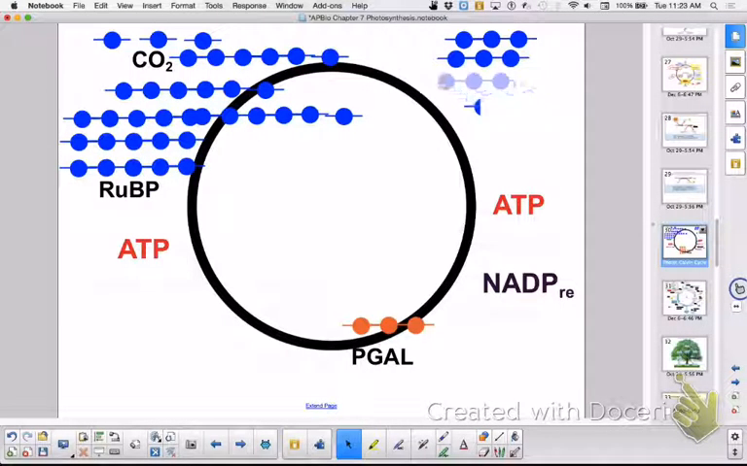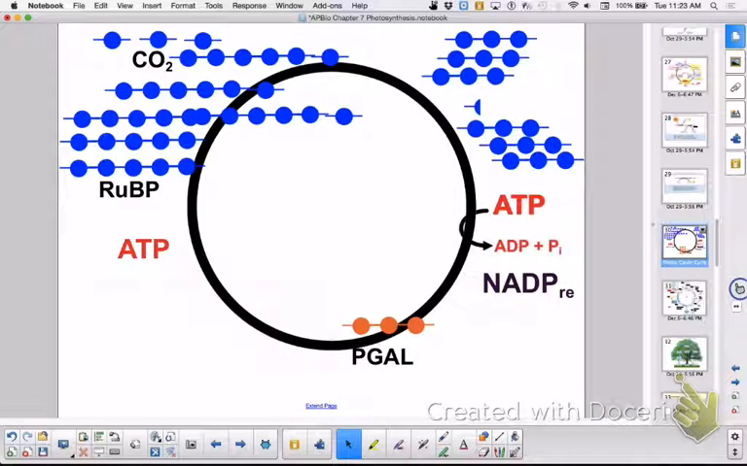Six what? C3s. Okay? So we had 3C5 plus 3C1, and that gave us 3C6s. Then each of those broke in half, so now we have 6C3s. Now we're going to use some ATP. Use some reduced NADP on these 6C3s.